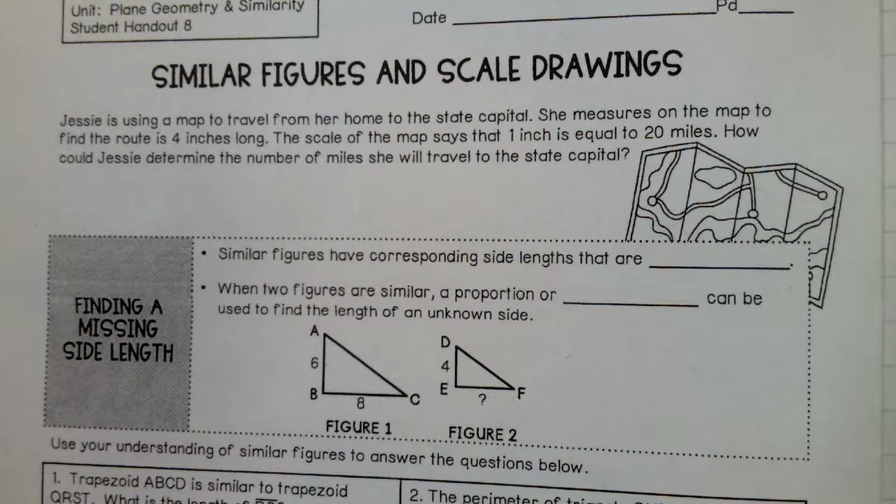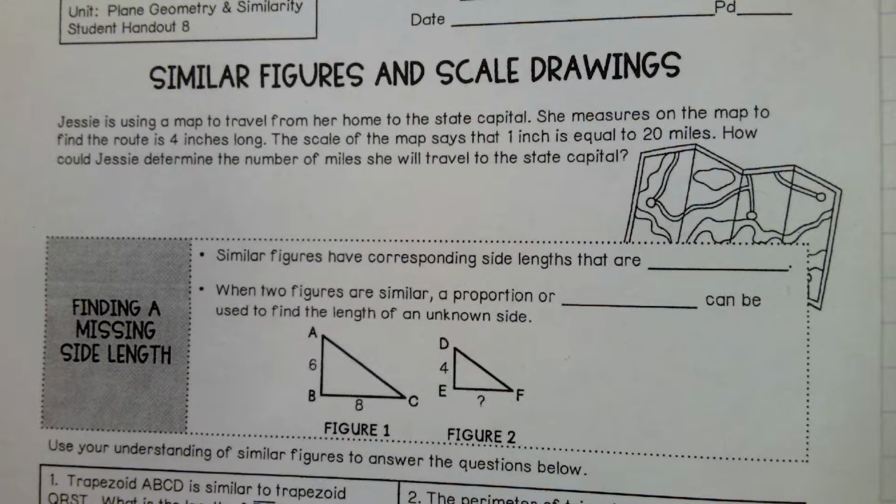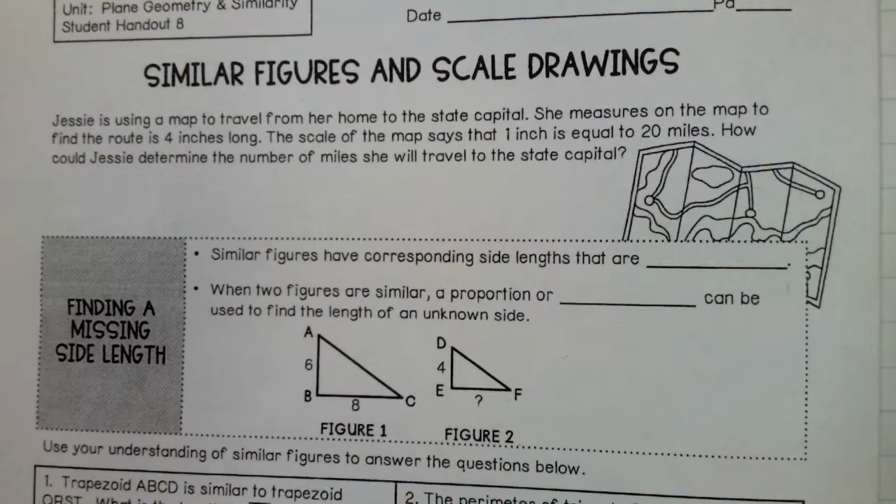Jessie is using a map to travel from her home to the state capital. She measures on the map to find the route is 4 inches long. The scale of the map says 1 inch equals 20 miles. How could Jessie determine the number of miles she will travel to the state capital?